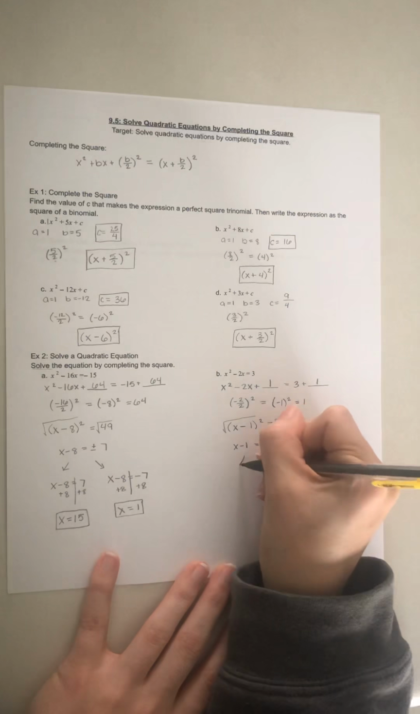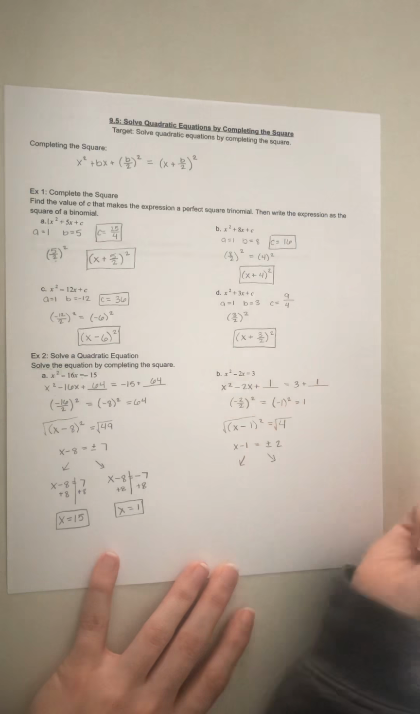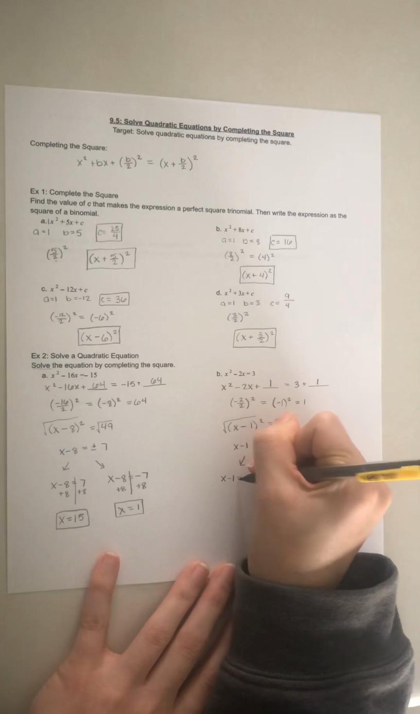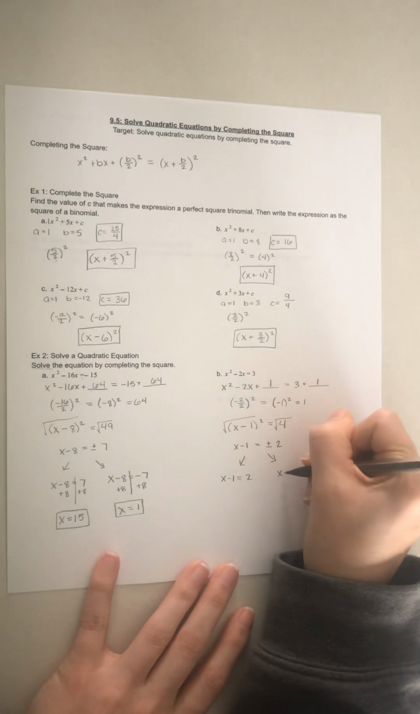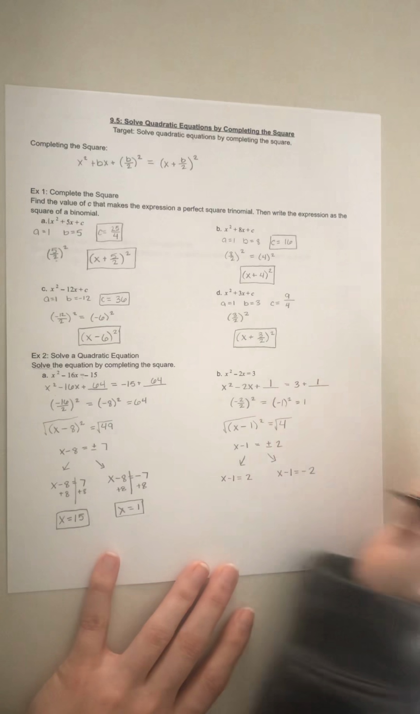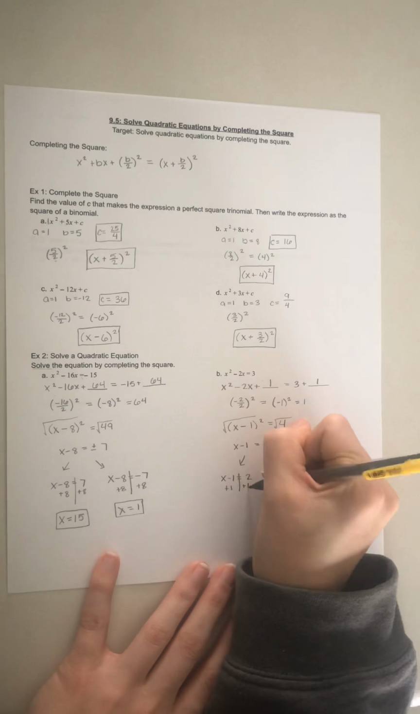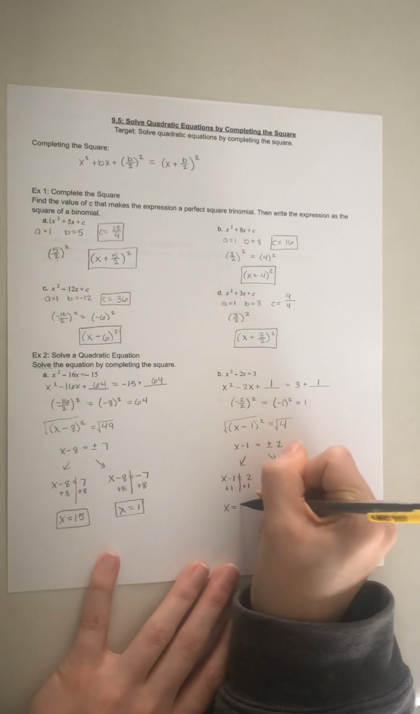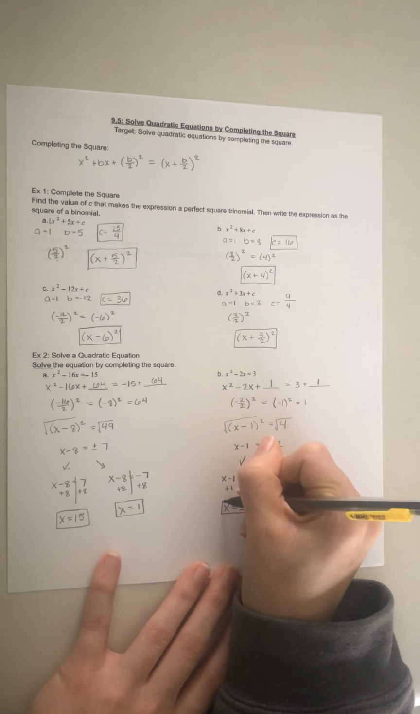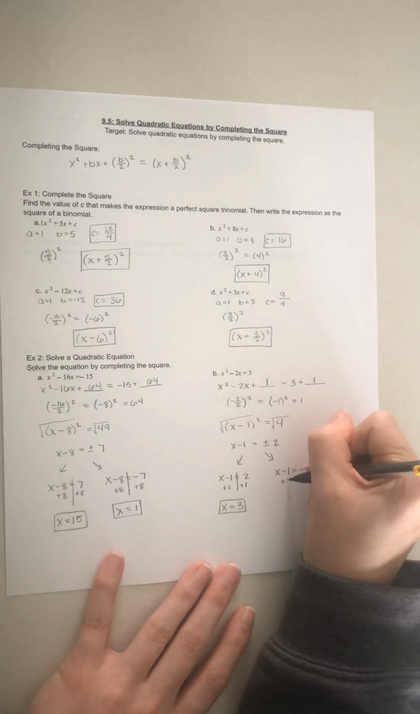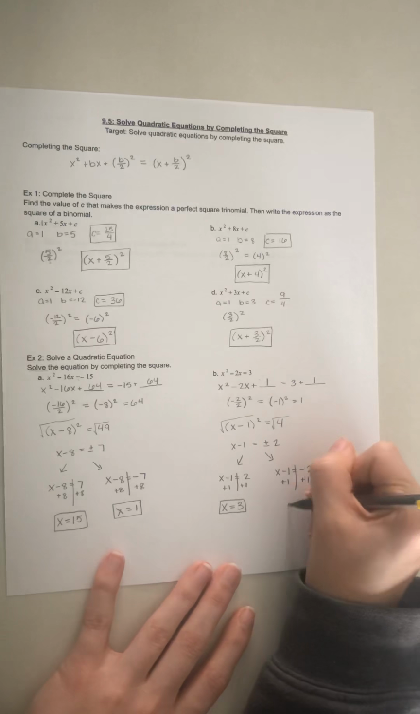I do have two different equations. So I'm going to have x minus 1 equaling a positive 2 and x minus 1 equaling a negative 2. Add the 1 to both sides. X is going to be 3. Add the 1 to both sides. X is going to equal negative 1.